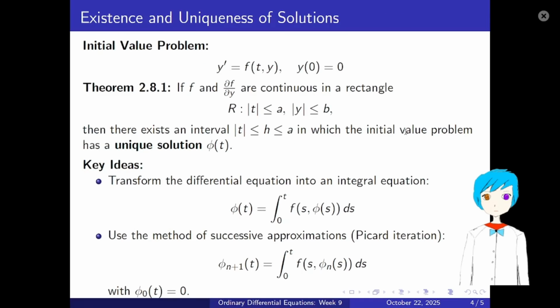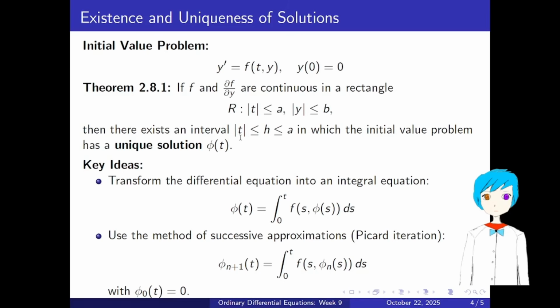Then we talked about the existence and uniqueness of solutions for first-order ODEs. Similarly, we also have very similar theorems for first-order ODE systems. So suppose we have the initial value problem. Our existence and uniqueness theorem tells us that if both f and the derivative of f are continuous in a rectangle, then there exists an interval for t in which the initial value problem has a unique solution.